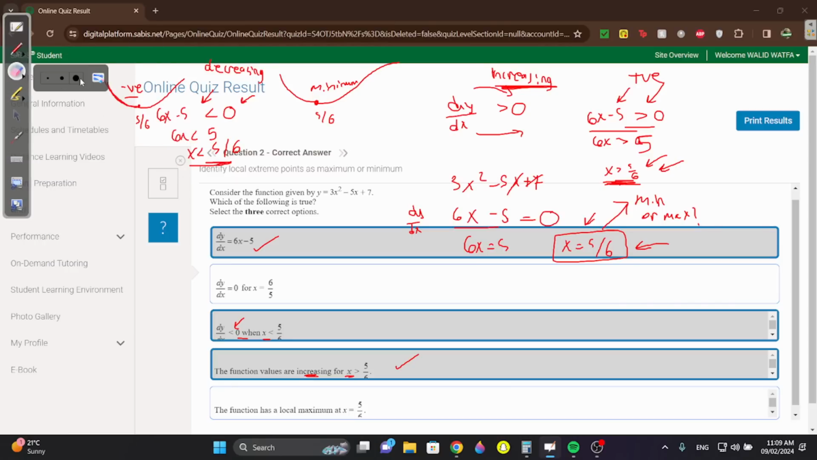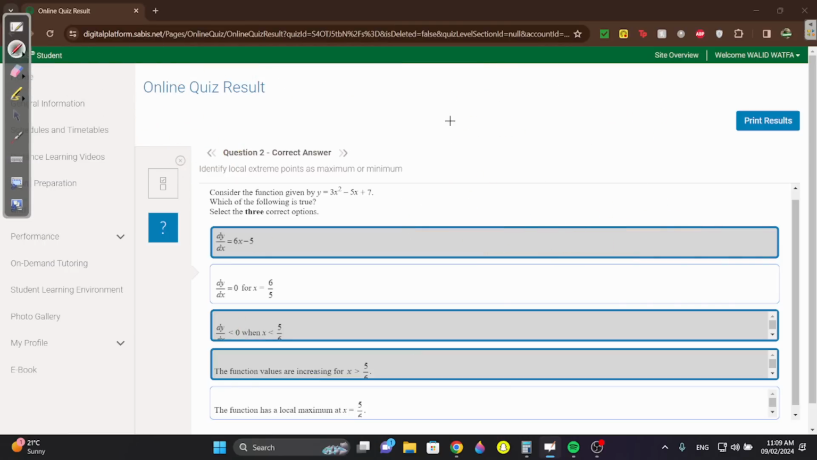For those who don't want to understand, one easy way to do it, obviously finding the derivative is easy. One easy way to know if it's a minimum or maximum, you just take 6x minus 5 and put it greater than 0. You get obviously x greater than 5 over 6. If you have greater than, that means it's a minimum. And then if you find 6x minus 5 less than 0, and you get x less than 5 over 6, less than, again, it's a minimum.